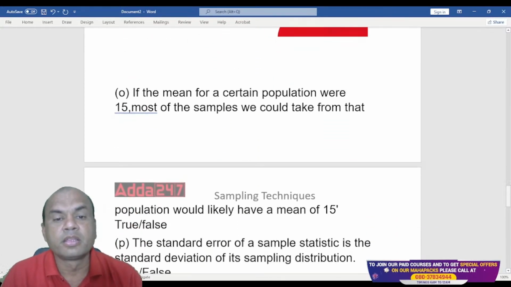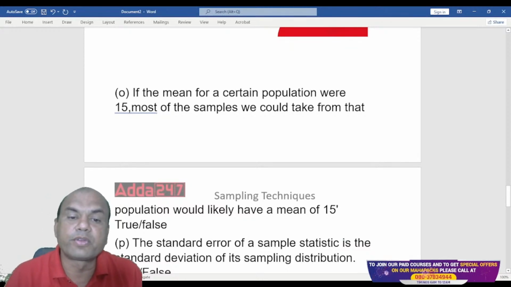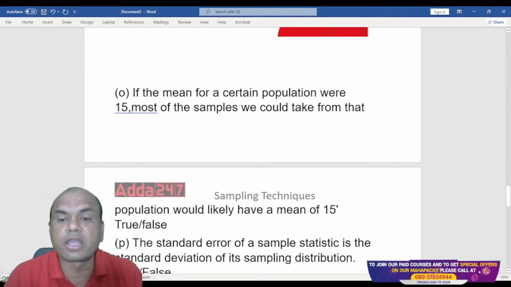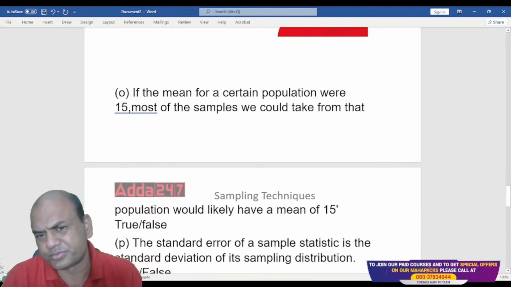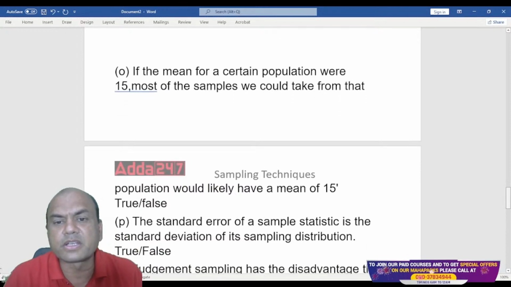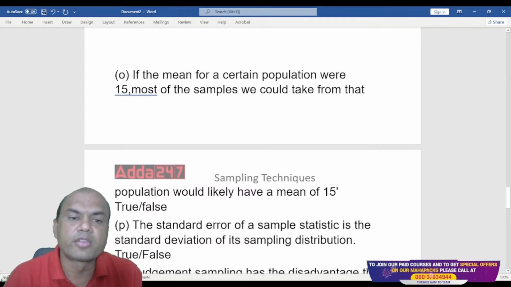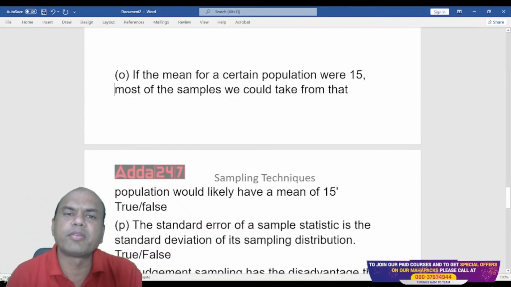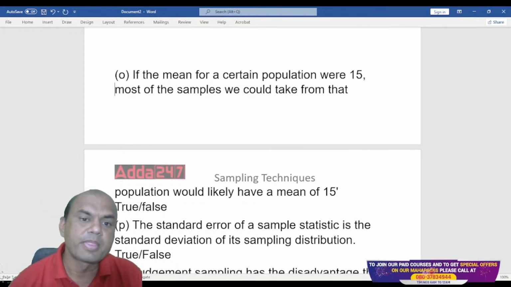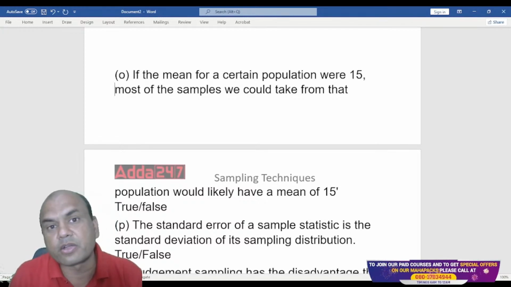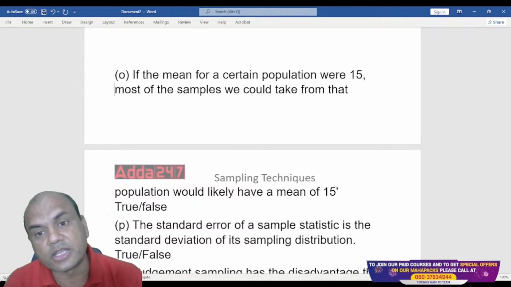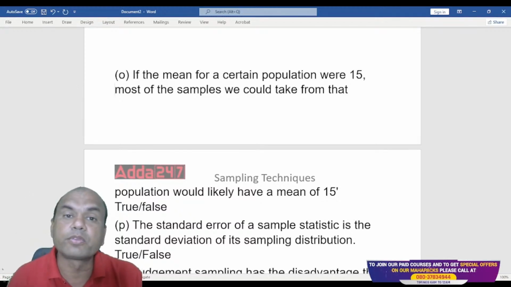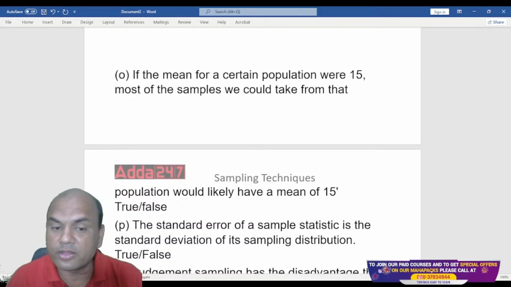The mean of a certain population was 15. Most of the samples we could take from that population would likely have a mean of 15. Is it true? See here, the mean of a certain population was 15. Suppose there is a city and the average salary of that city is 15,000, let's say. So the mean of the samples I took from all the 5 corners of the city, will it also be 15 or no?